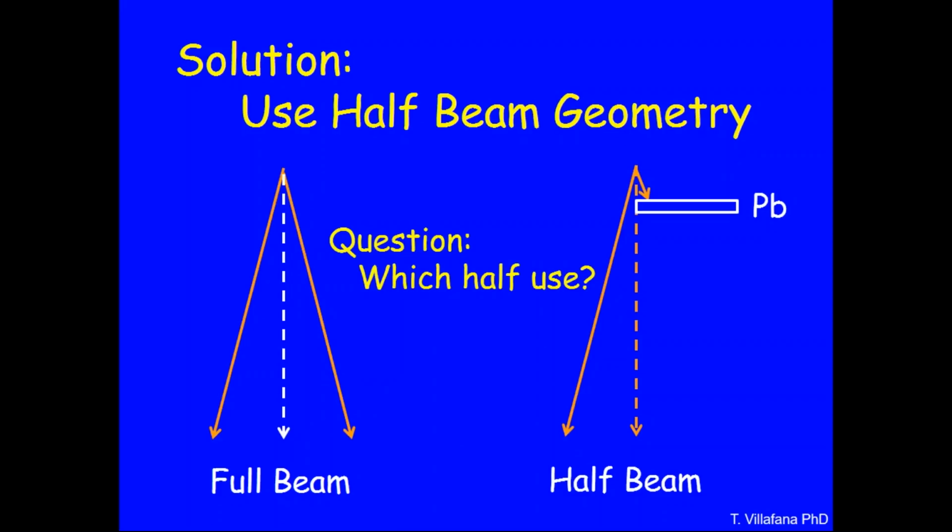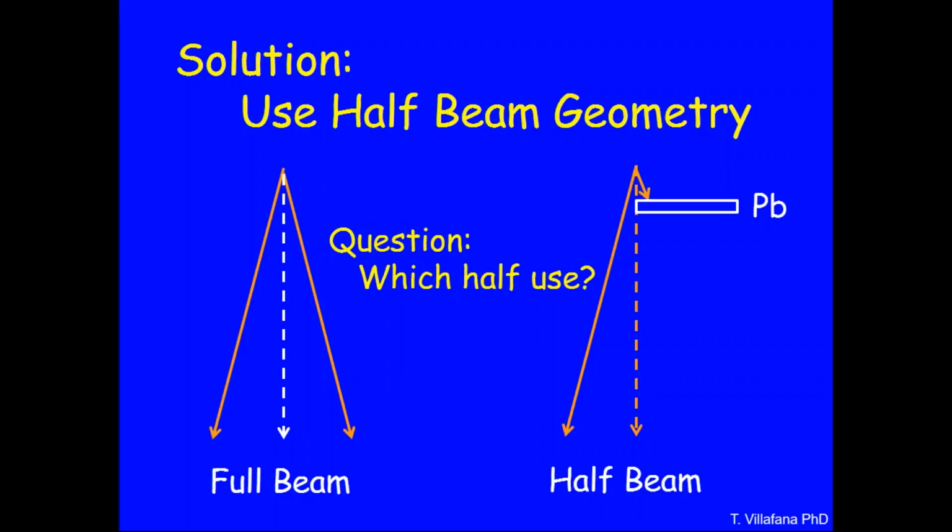Remember what we said about SID? The shorter the SID, the more heel effect. The greater the SID, the less heel effect. In mammography, you are forced to go to shorter SIDs to get more radiation intensity, but that invites more heel effect. Okay? And it invites more of this variation or loss of information at the chest wall.